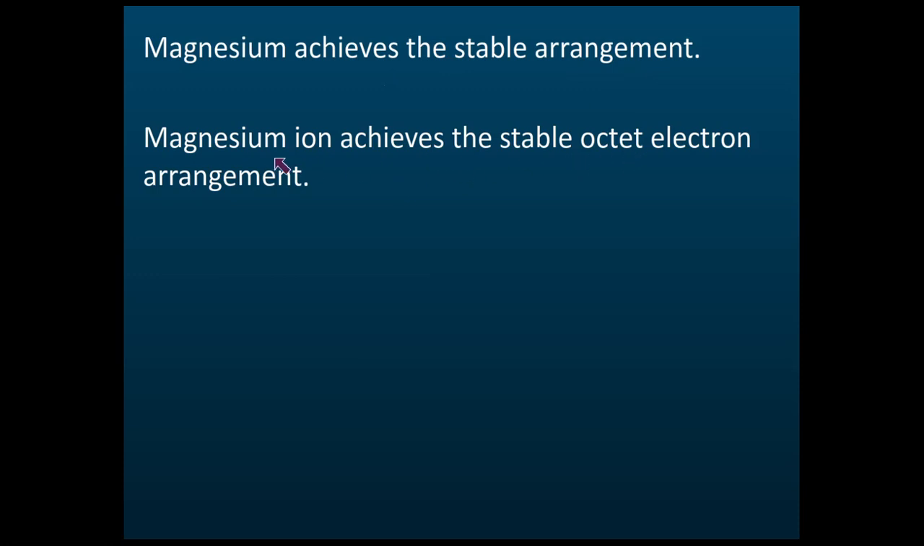Okay, since it's magnesium, you don't need to say duplet. Only those ions that have only one shell filled with 2 electrons, the first shell filled with 2 electrons, then it's duplet. But for magnesium, it achieved octet. So it achieved the stable, but just stable is not enough. Stable octet electron arrangement. Always remember octet electron arrangement, not stable arrangements.